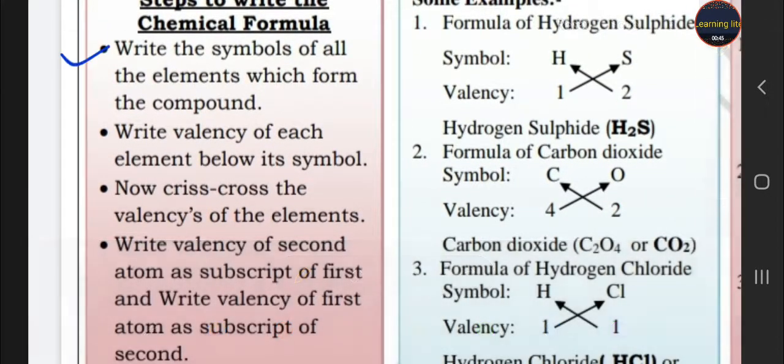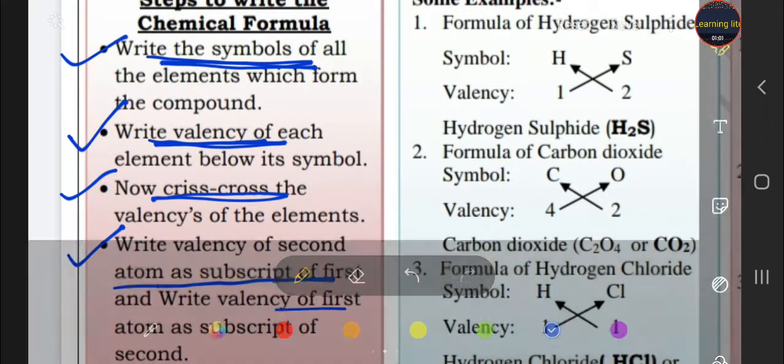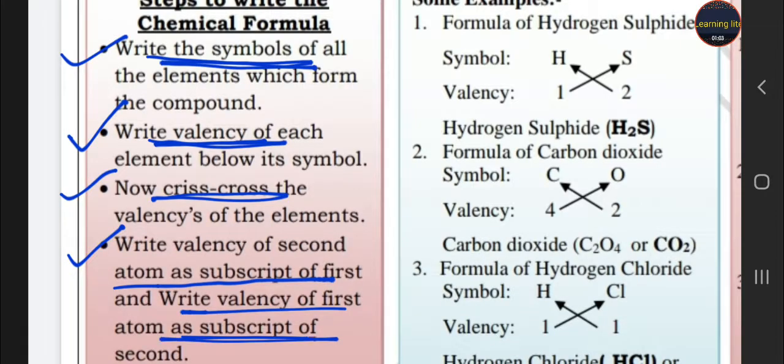First, we have to know the symbols. If we have the symbols, then we can easily write the formula. Second, write the valency. Thirdly, crisscross the valencies, and fourthly, write the valency of the second as the subscript of the first and the valency of the first as the subscript of the second.